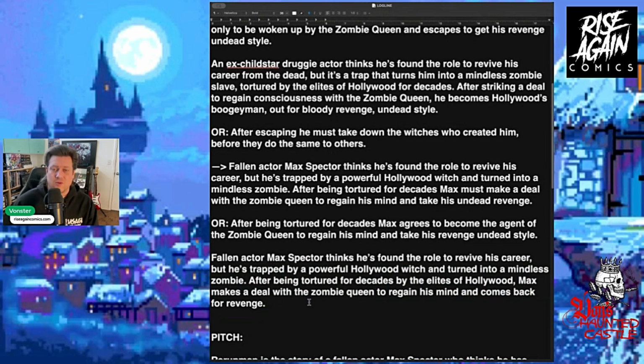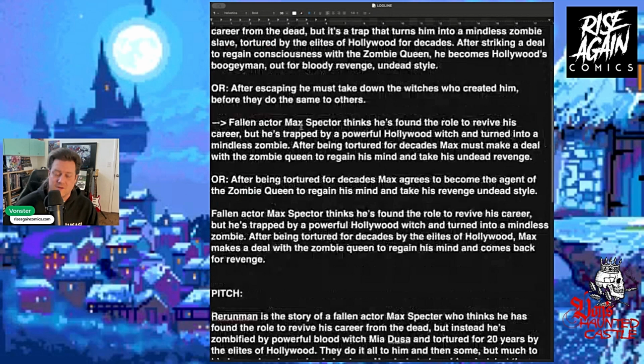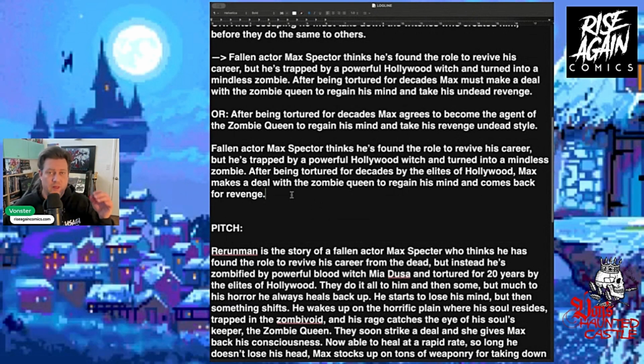It's cool. So look at how I got here. I started up here: washed up ex-child star takes a shot at revival, only to be turned into a zombie slave, tortured by the elite Hollywood coven for decades, until his deal with the zombie queen breaks his trance and he comes back for revenge. Payback, undead style. So I used things from all these to get to this. And really what the art of log lining is, is finding those perfect words. You will refine your log line and be like, I don't need that word, or I should add a word here. And it becomes a real process of finding the perfect sentence that's easy for someone to read and understand and hopefully get hooked by it.